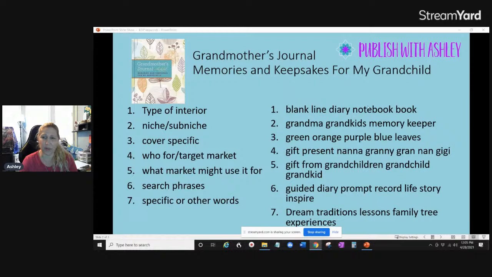So those were the types of words I'd put in the first one. It'd be describing the interior. Now, this obviously depends what your interior is. You would describe it. I'm just giving you an example from this.